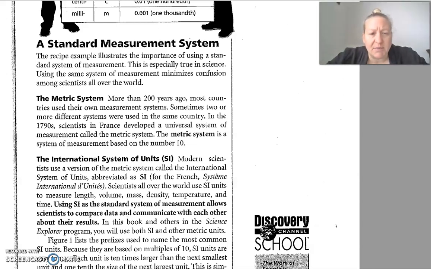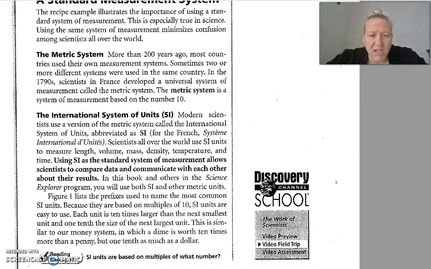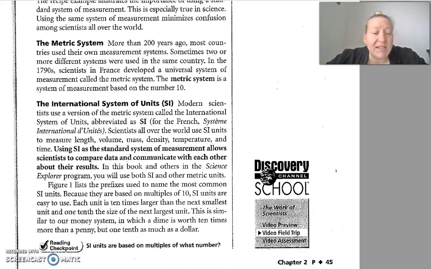The International System of Units, SI. Modern scientists use a version of the metric system called the International System of Units, abbreviated as SI. Scientists all over the world use SI units to measure length, volume, mass, density, temperature, and time. Using SI as the standard system of measurement allows scientists to compare data and communicate with each other about the results.